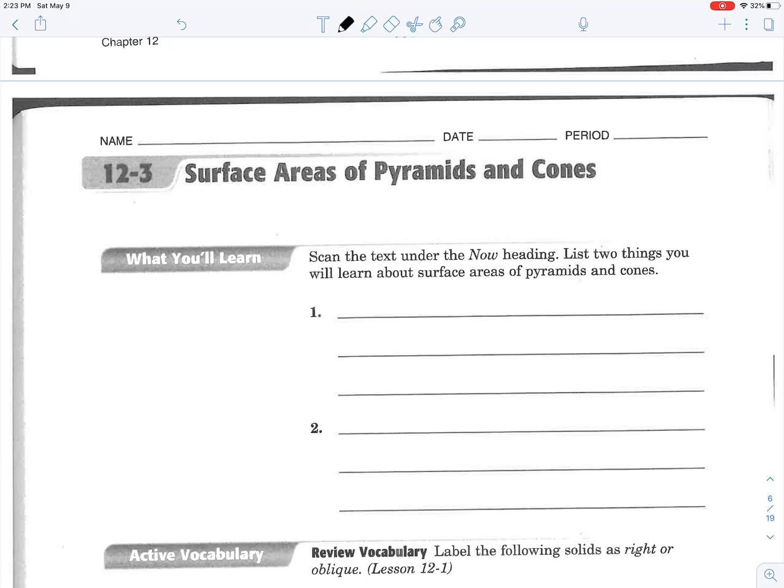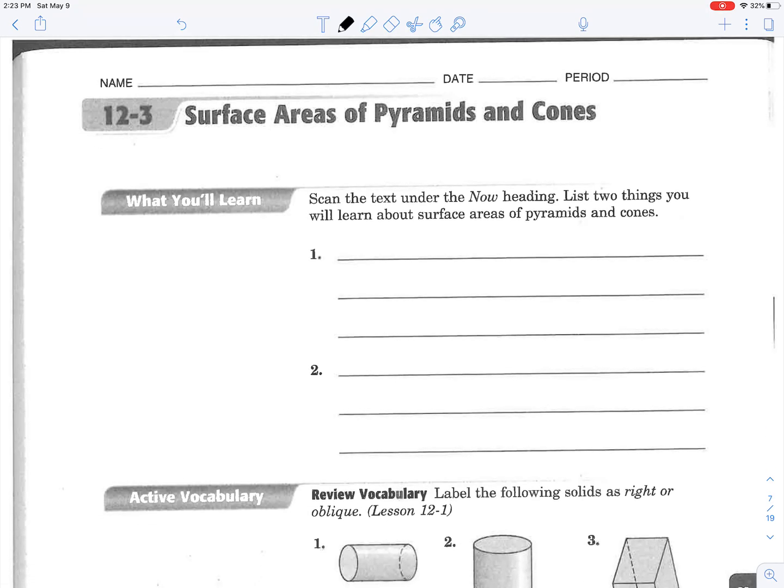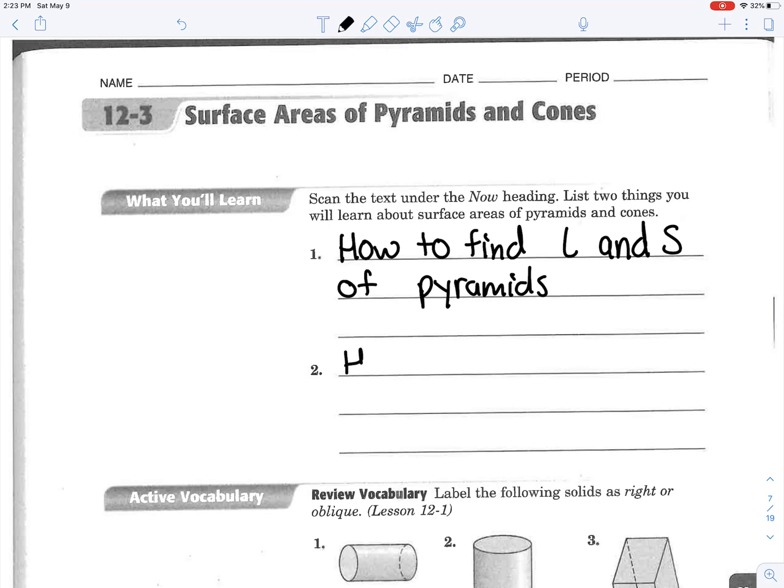This is section 12.3, surface areas of pyramids and cones. Scan the text under the Now heading. List 2 things you will learn about surface area of pyramids and cones. The first thing says how to find lateral area and surface area of pyramids. And the second says how to find lateral and surface areas of cones.